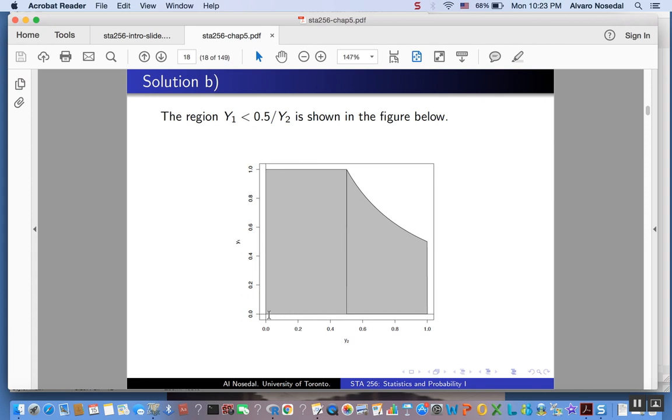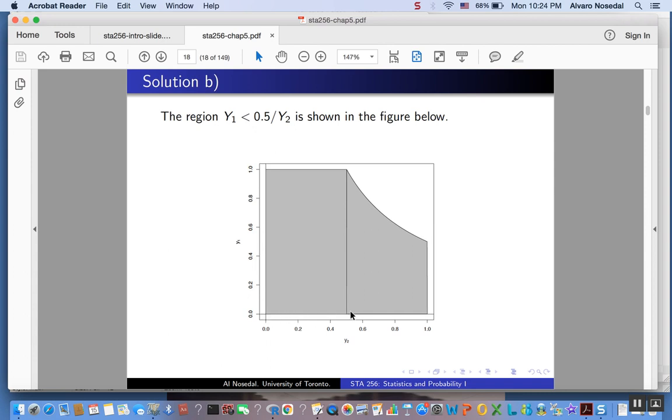So anyway, y2 in this region that I'm calling region 1 goes from 0 to 0.5. y1 can go from 0 to 1. So in this case, we can find the area with a geometric approach. It's just 0.5 times 1 times 1. That should be 0.5.